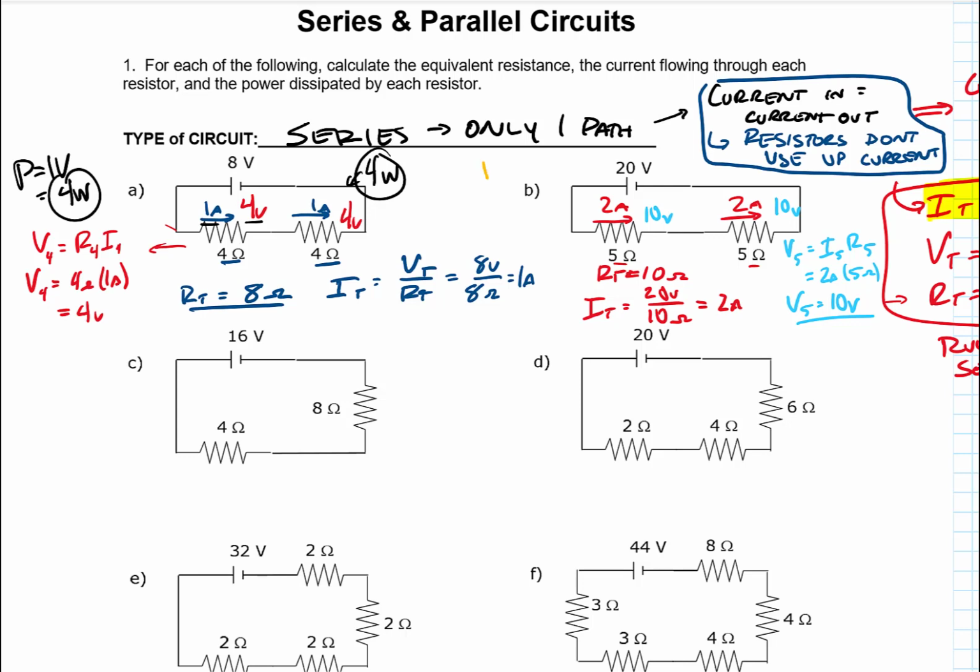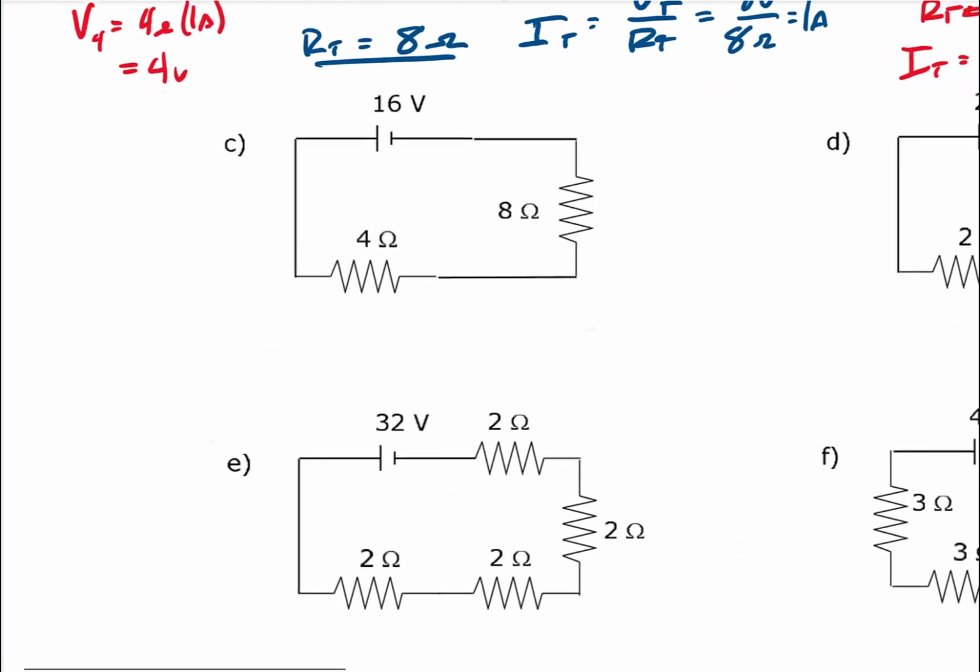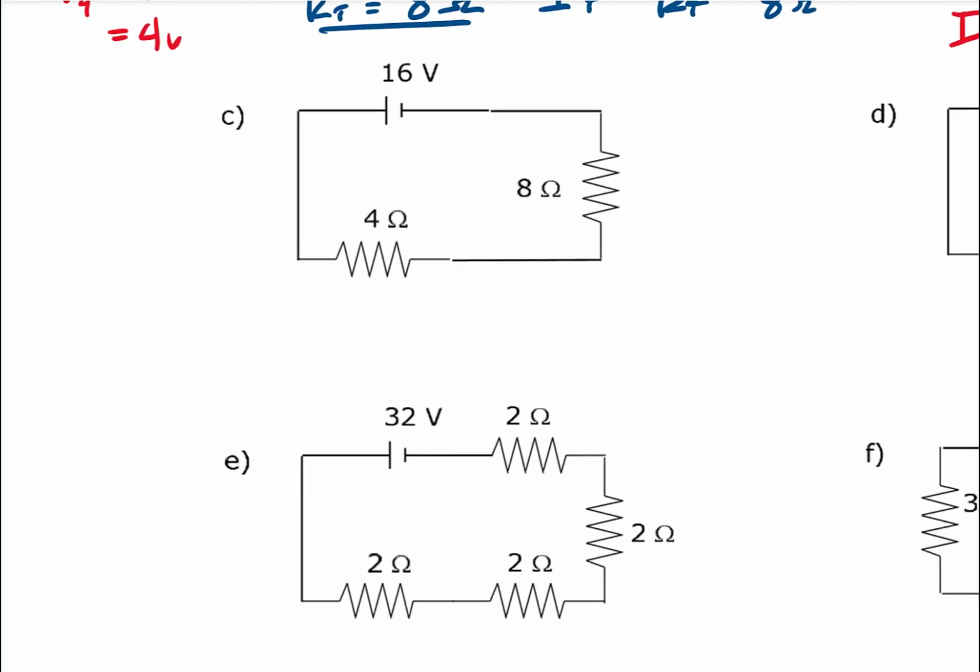Power, running out of space, power is current times voltage. So we have 2 amps times 10 volts. So that power is 20 watts. And that's on each one of those. So here we are solving those individual circuits as we go. Let's look at C. We'll zoom in so we have a little bit more room to write.